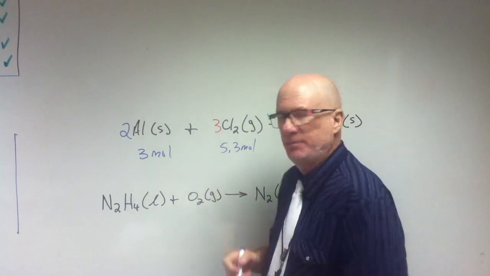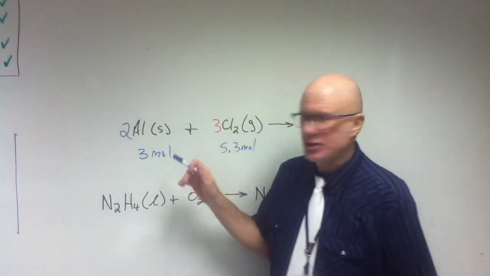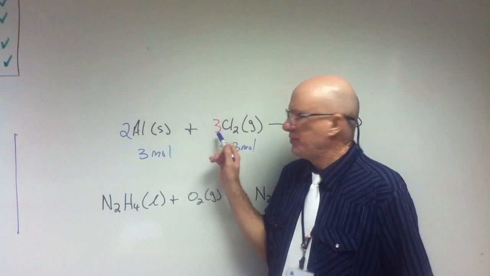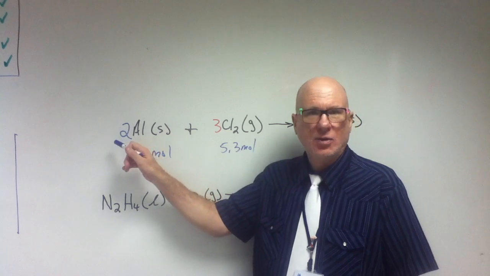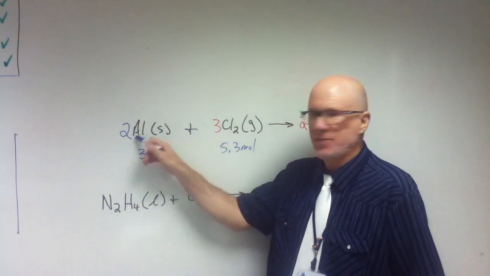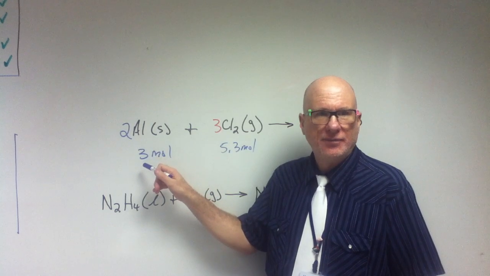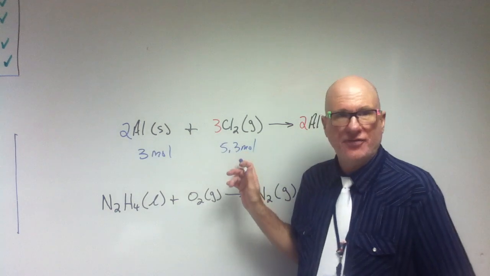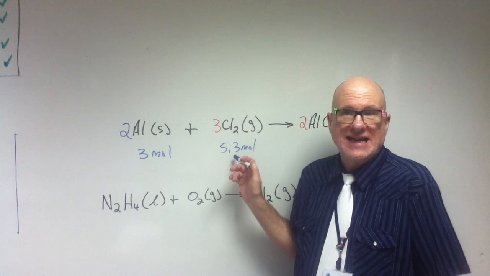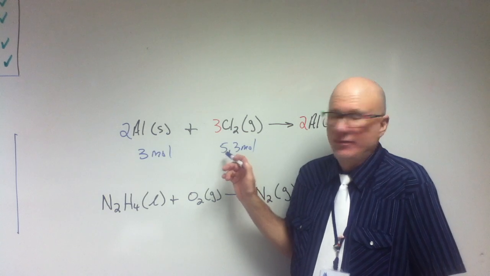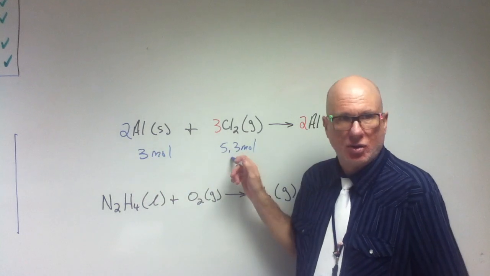In other words, look, this is 50% greater than this, isn't it? This is 1 more. So what part of 2 is 1? 50%. So this is 50% more. So what's 50% of 3? 1.5. So you need 4.5 of this, right? So do you have 4.5? So what's in excess and what's limiting? 0.8. Aluminum is limiting and chlorine is in excess.